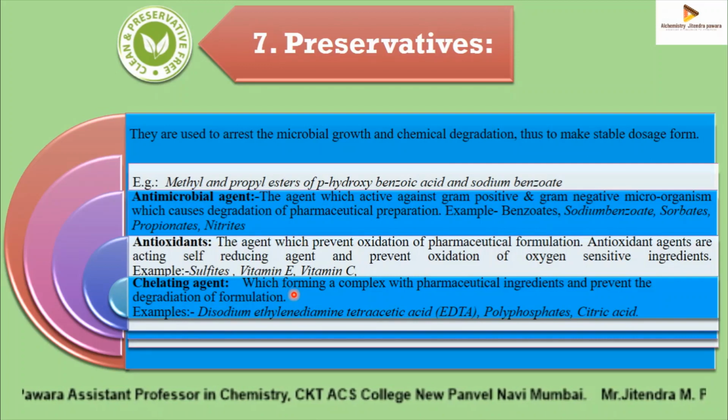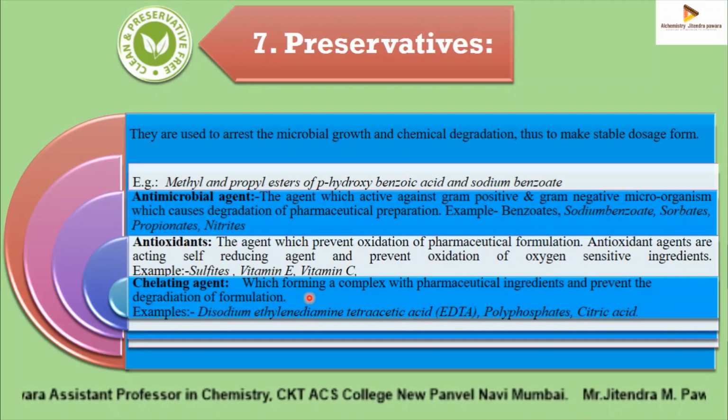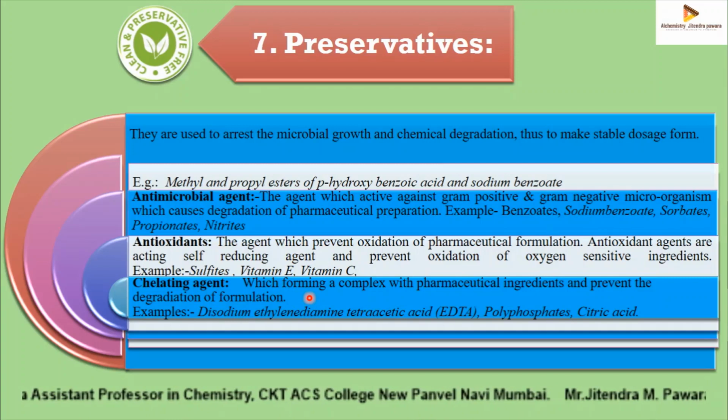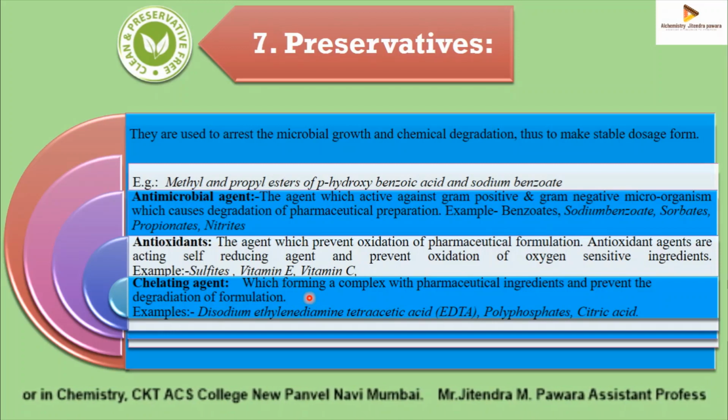The next one is chelating agent. Chelating agents form a complex with a pharmaceutical ingredient and prevent degradation of formulation. The examples of chelating agent are sodium ethylene diamine tetraacetic acid, polyphosphate and citric acid. These are the chelating agents which form a complex with a pharmaceutical ingredient and prevent the degradation of formulation by forming a complex with that drug.